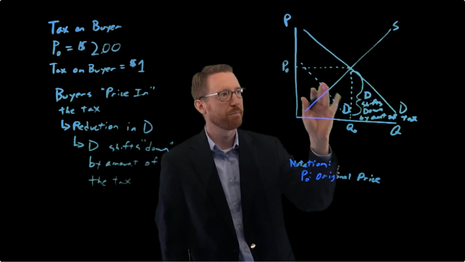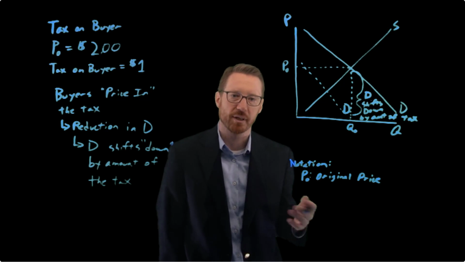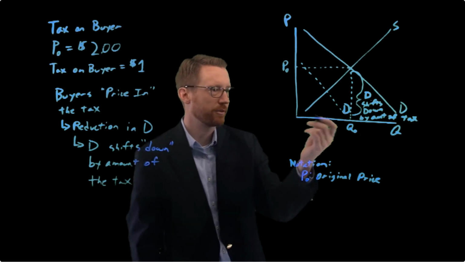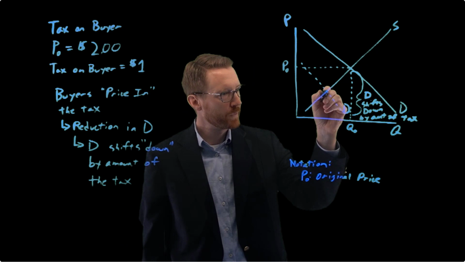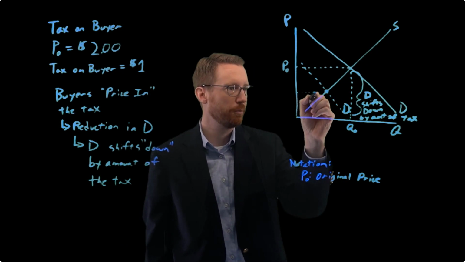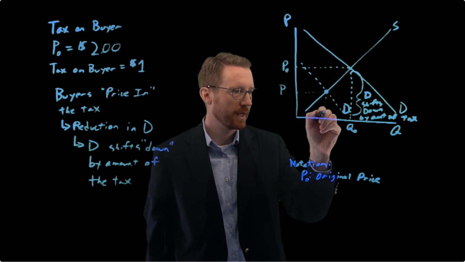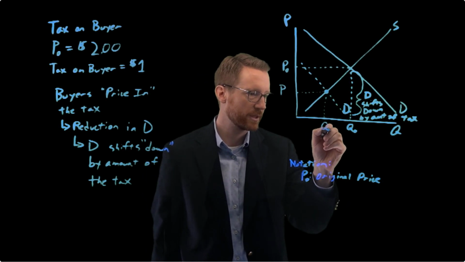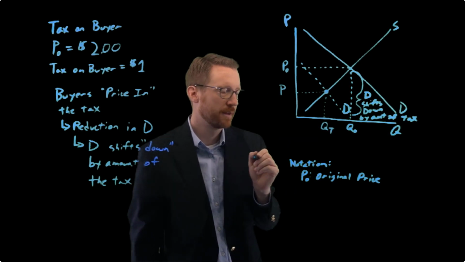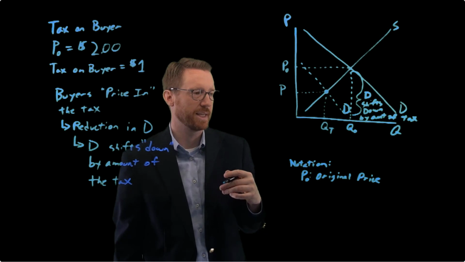Okay, so now we're starting to make a mess of our diagram. What's the result of this? Where are we? After demand has shifted, where does it cross the supply curve? So we find this new point. We've got a new price and a new quantity. This is the quantity after the tax is imposed, so we'll call it Q sub T.